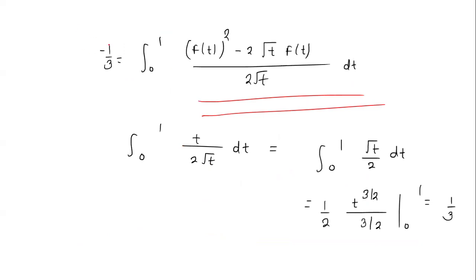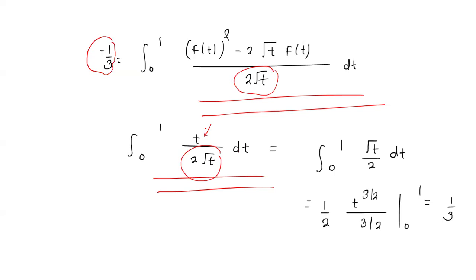Now here in the left hand side you can see we have this minus 1 by 3. So you see this integral 0 to 1 t divided by 2 root t dt. This 2 root t I taken from here, just the same, and in the numerator we have t. This integral is same as 0 to 1 root t divided by 2 dt, and this t power half integral is t power 3 by 2 divided by 3 by 2, and this half and half cancel, and this thing will become 1 by 3.